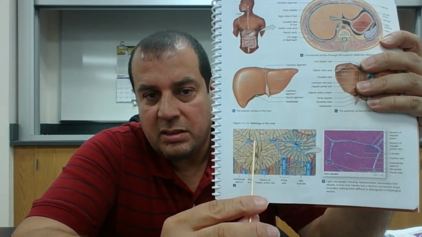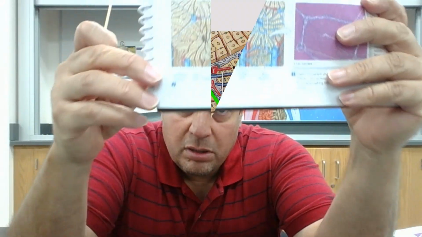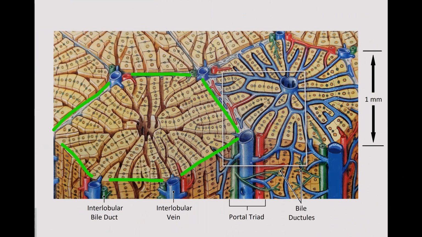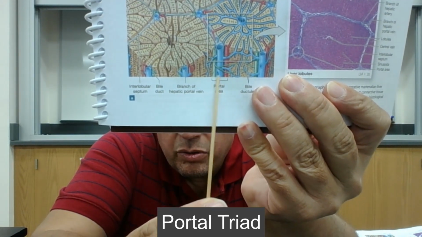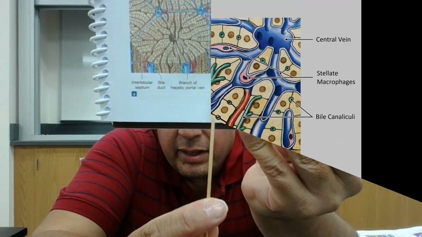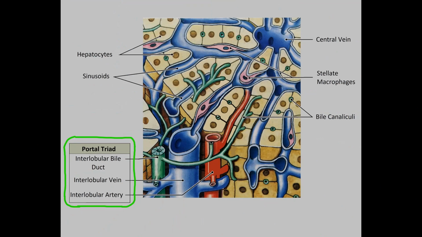Okay, so let's look at this diagram here. You see this hexagonal shaped structure? That's called a liver lobule, and there are 100,000 of those liver lobules in our liver. The liver lobule is composed of several structures. First is the portal triad, those three structures right there: interlobular artery, interlobular vein, and interlobular bile duct.